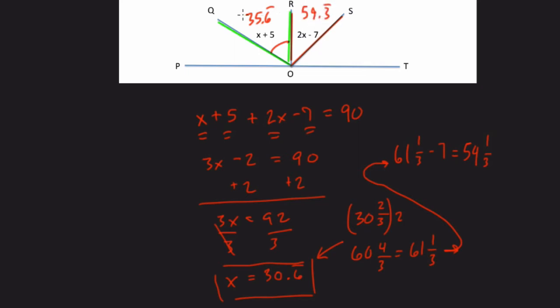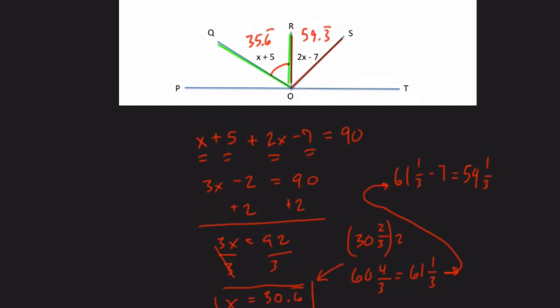And if we add 54 and 35, what do we get? We get 89. 0.6 and 0.3, we get 0.9 repeating. That is the same thing as 90 degrees.